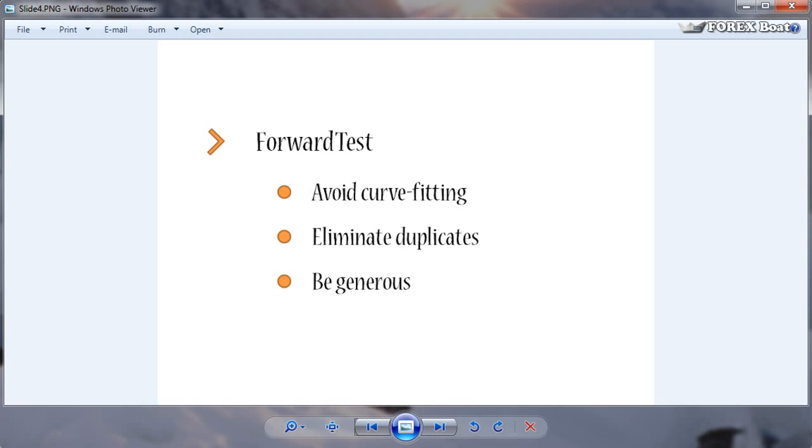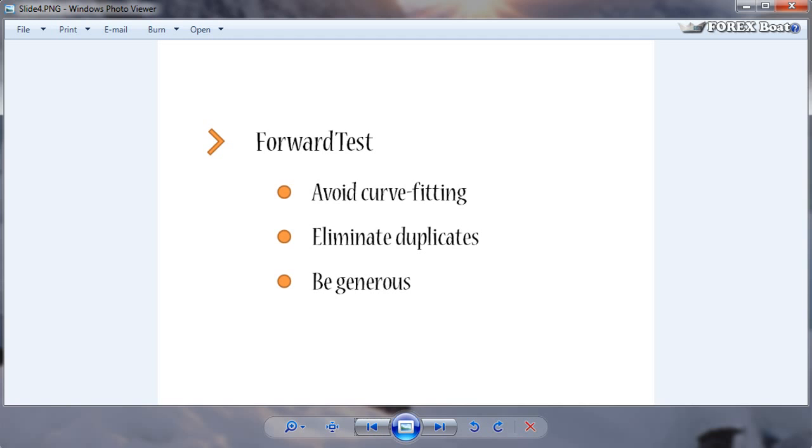And finally, be generous. The forward test is not a stage of your preparation process where you would want to eliminate as many sets as you can. No, you just want to eliminate the duplicate ones and the ones that are obviously curve fitted. The rest you can move on to the demo test and see how they go there.